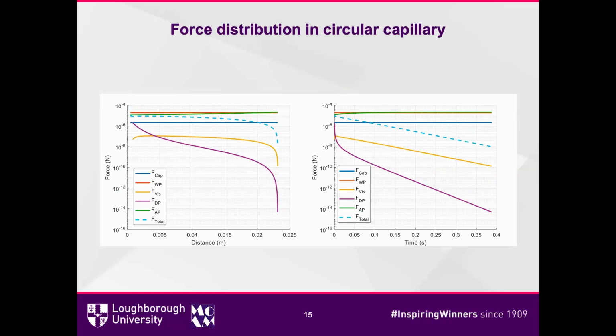And this is the force distribution during the flow in the capillary, through distance and time. As we could see, the purple line, which is the dynamic pressure, and the orange line, which is the viscosity force, are very minor compared to the water pressure, capillary force, and the air pressure inside the capillary.